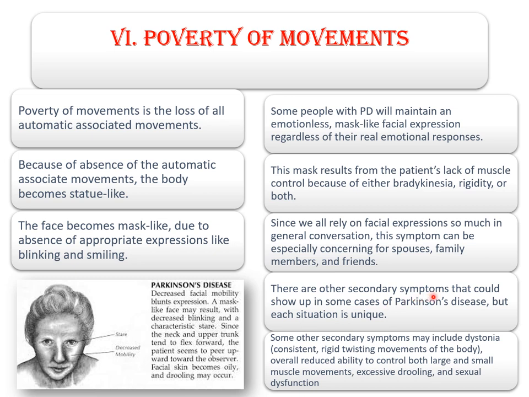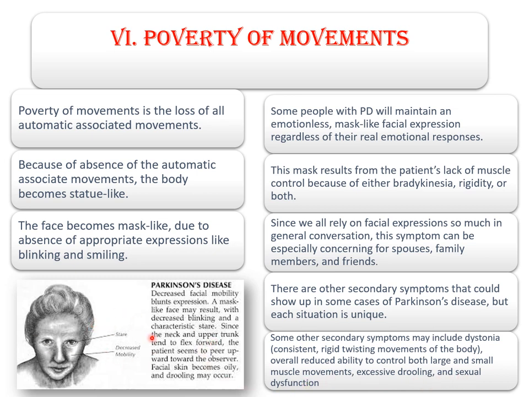And there are other secondary symptoms that could show up in some cases of Parkinson's disease, but each situation is unique. Some other secondary symptoms may include dystonia, which is rigid twisting movements of the body, overall reduced ability to control both large and small muscle movements, excessive drooling, and sexual dysfunction.